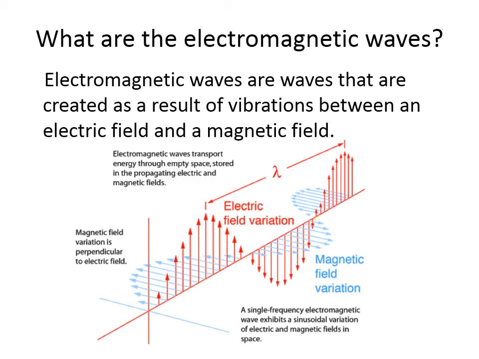First is, what are the electromagnetic waves? Electromagnetic waves are waves that are created as a result of vibration between an electric field and a magnetic field. In a figure, you can clearly see the electric field and the magnetic field considered at both x and z axis, and electric lines of force and magnetic lines of force vibrate perpendicularly and create the electromagnetic waves.